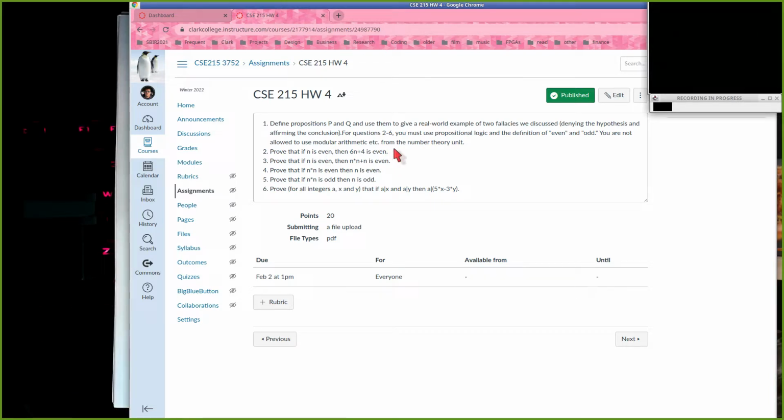So how do you do that? Assume n is an even integer. Write down what that means based on the definition. There exists an integer k such that n = 2 times k. And then try to do something to convince the reader that 6n + 4 is even. Which you can do if you can convince the reader that 6n + 4 can be written as 2 times an integer.